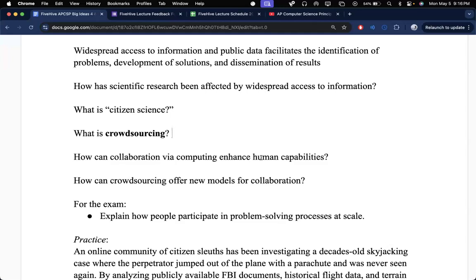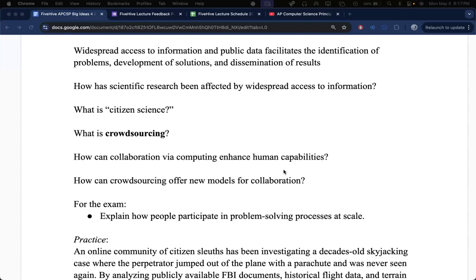So, how can collaboration via computing enhance human capabilities? What do you guys think? So, collaboration via computing or the internet, how can that kind of allow for more creativity? Maybe some examples as well. This is, again, very similar to Unit 1, if you guys remember, collaboration. More brain power, absolutely. Yeah.